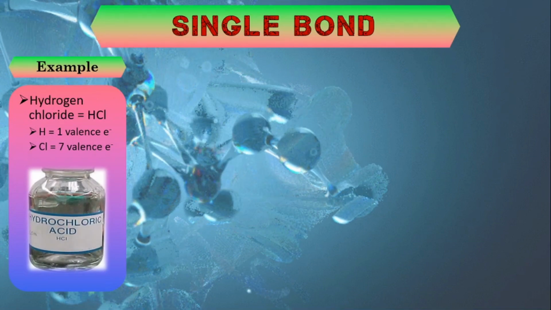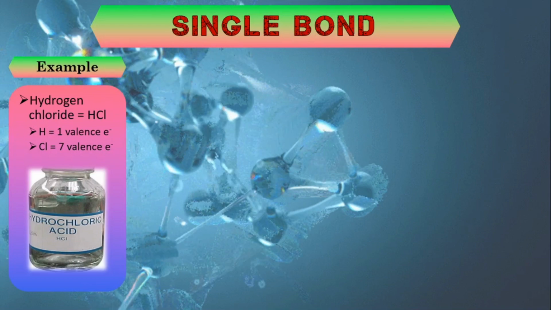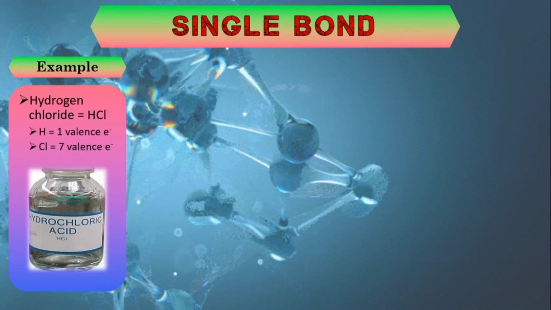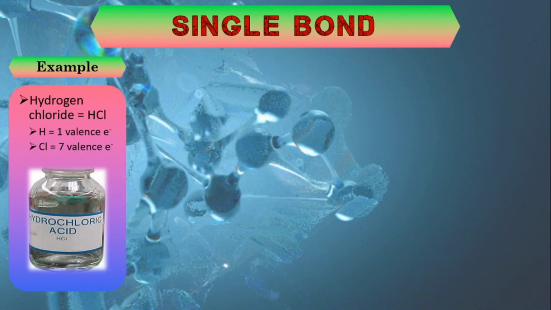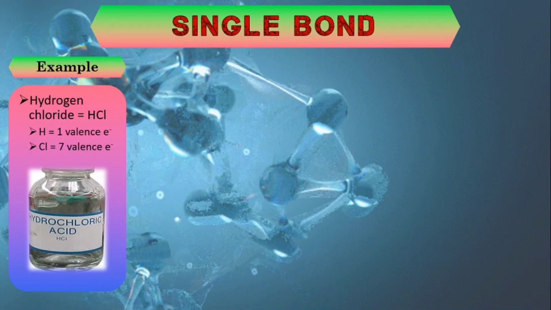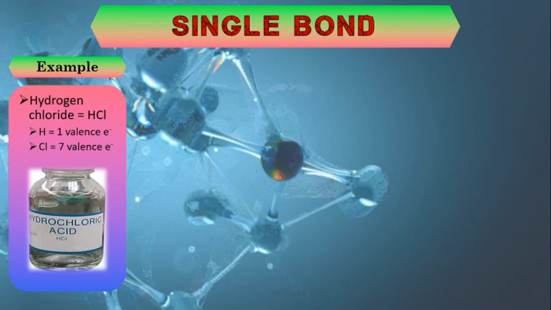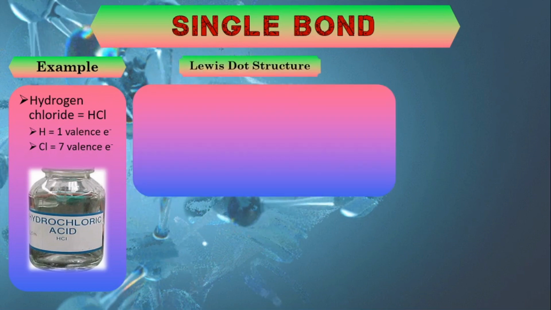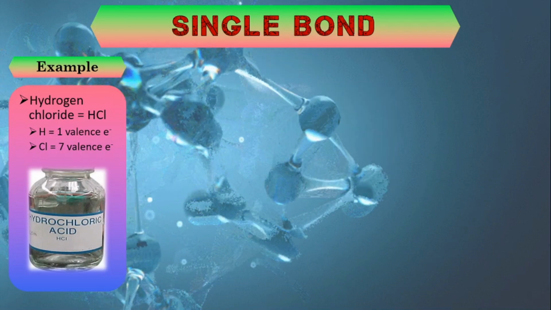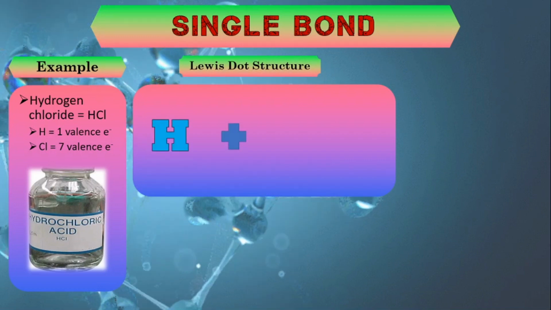Okay, so let's see how a single bond happens. Let's have an example, which is hydrogen chloride, or HCl. H, or hydrogen, belongs to group 1, therefore it has one valence electron. And chlorine belongs to group 17, therefore it will have 7 valence electrons. So what could be the Lewis structure of these two?